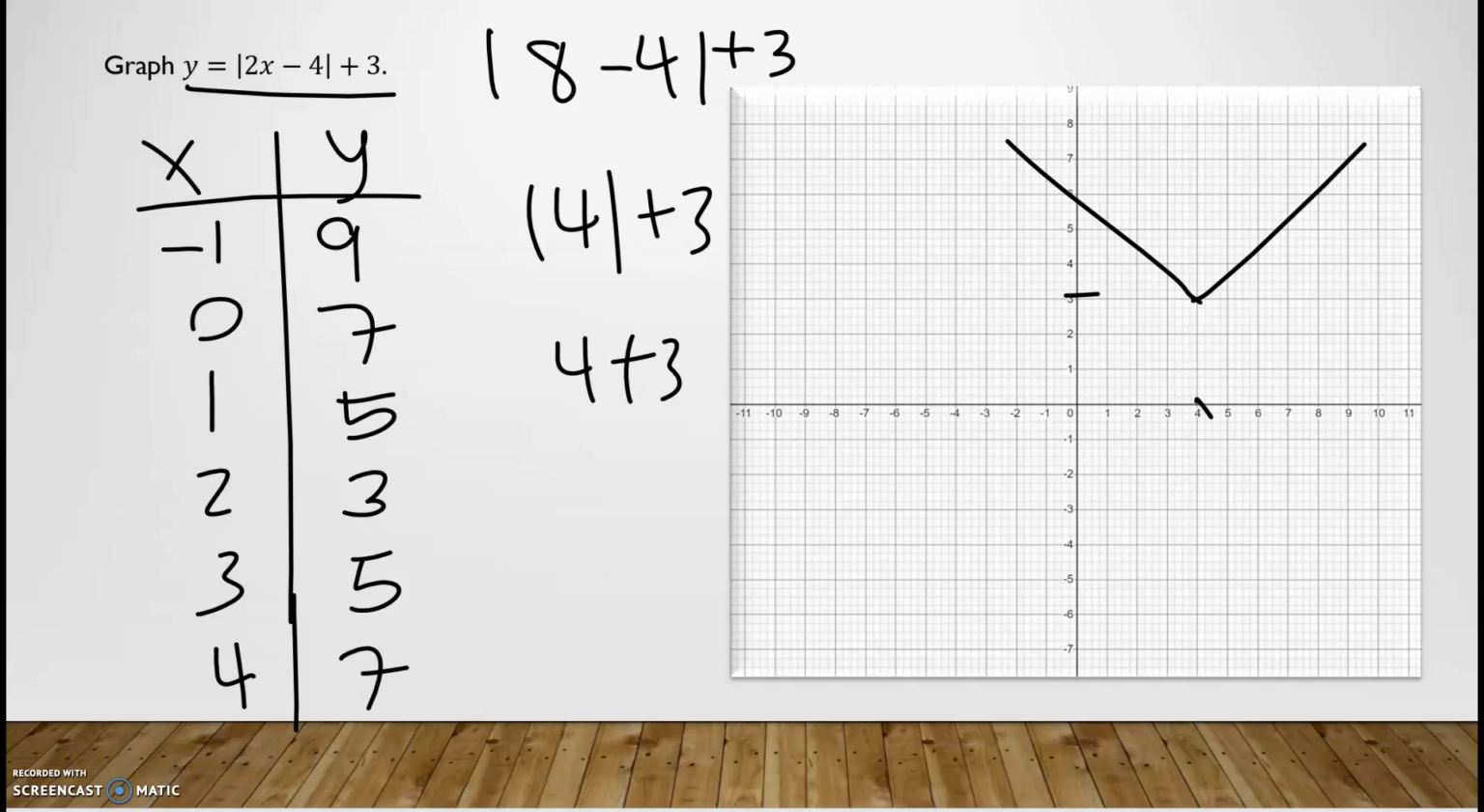Okay, so if we plot, that should be pretty close to what we already had. So negative 1, 9. So that goes off the chart just a little bit, so that'd be about there. 0, 7 here. 1, 5 here. And then 2, 3 here. 3, 5. And then 4, 7. Okay, and then I just connect my lines. And then there's the graph of y equals absolute value of 2x minus 4 plus 3.